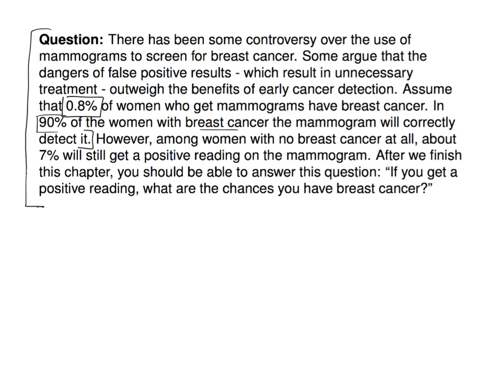And then the kicker is that with people that have no breast cancer, about 7% of them are still going to get a positive reading. There's the other 10%, almost. Yeah, but it's a wholly different group. You have the group that has cancer and the group that doesn't. So you have the has cancer, has no cancer. Which group is bigger?